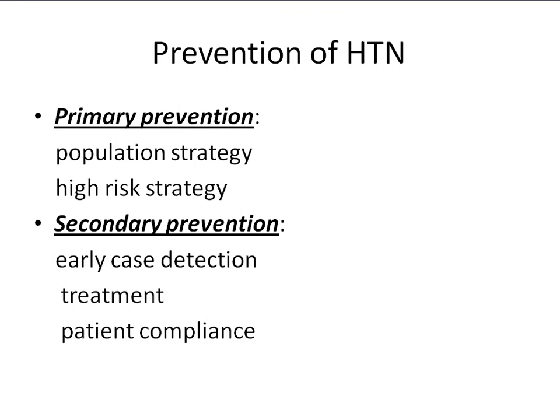So under secondary prevention, we are doing early case detection, which is nothing but identifying the case as early as possible. It can be done with periodic examination. Periodically, you need to check the blood pressure of people. For people more than 30 years, once yearly can be done, or for people more than 50 years, every month or every 3 months they can check their blood pressure.